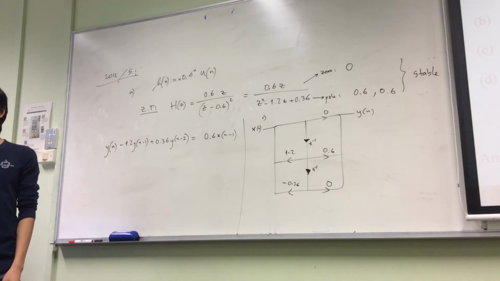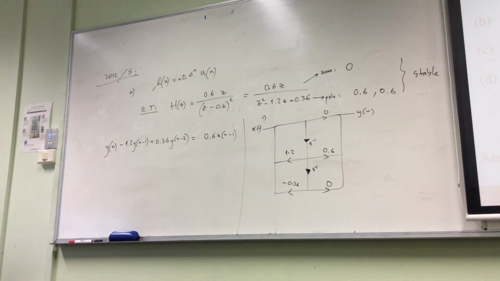If it's Z square, so you got 0 and 0. It's still 0.